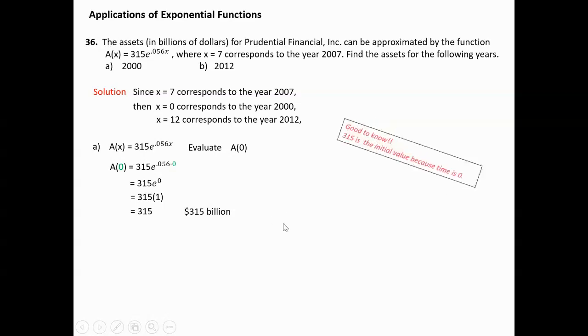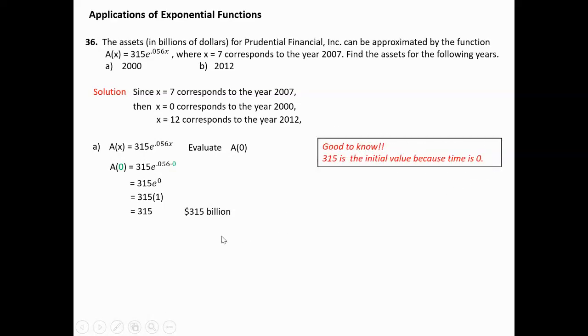Now for the B part. But anyway, this is something extra. Good to know that every time that x is 0 or t is 0, that's my initial value, 315. It's good to know for the next problem that I'm going to explain to you guys. But before we do that one, let's do B. We're going to evaluate A of 12.